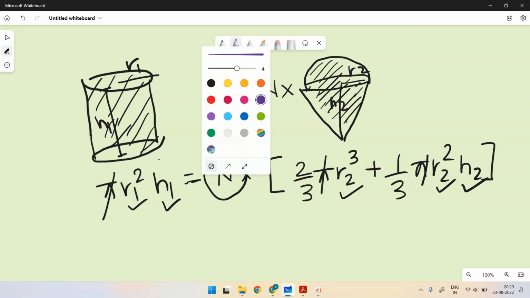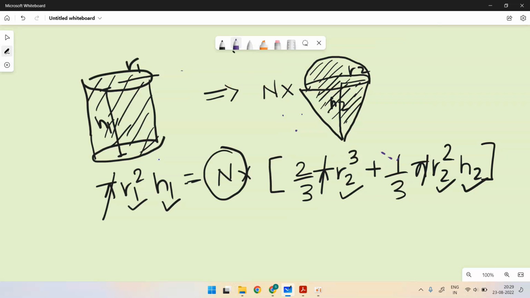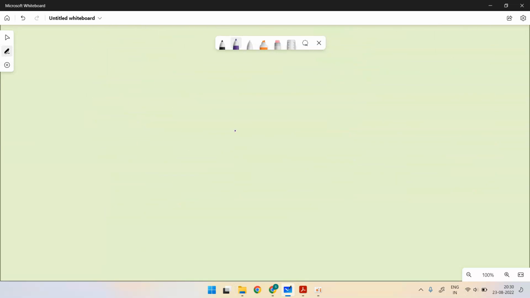In this question, a bigger thing was melted to form n number of smaller things. In the next question, the n smaller things will be coins. See, this is a coin. N number of such coins are melted to form a cuboid.